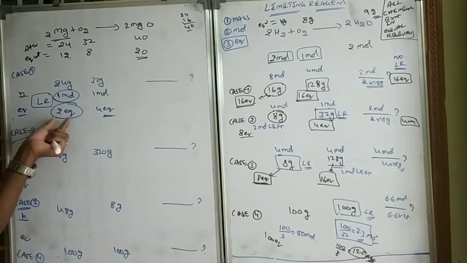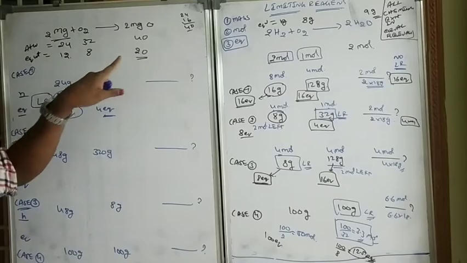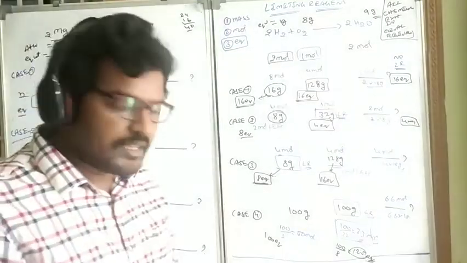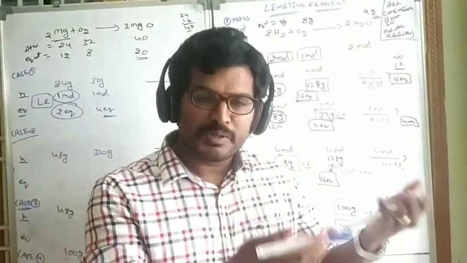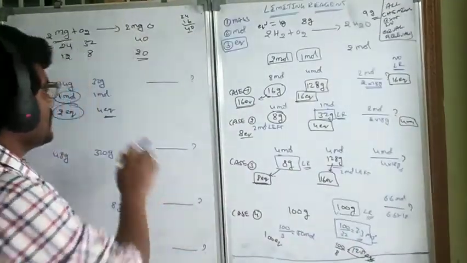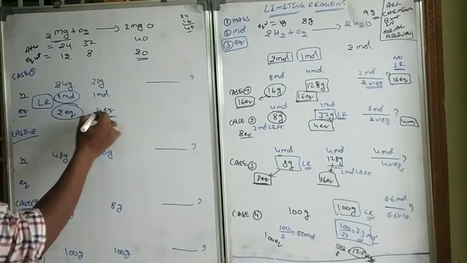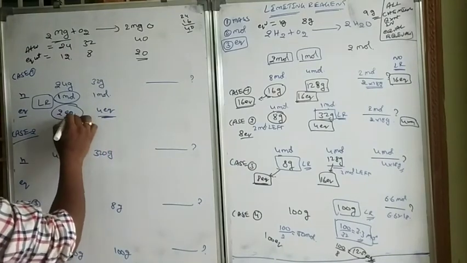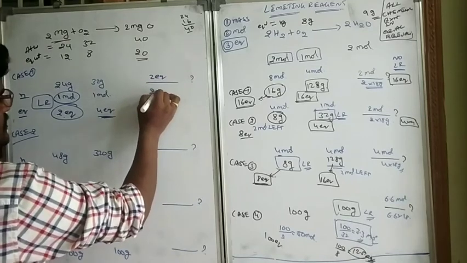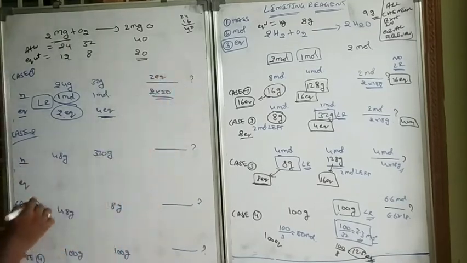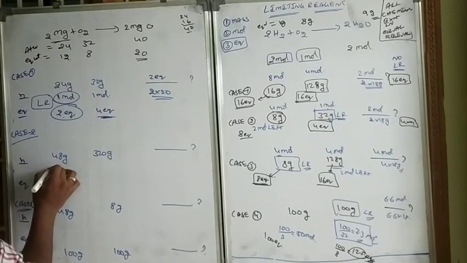If you work with equivalents, you should know that whenever they are forming, they will lose electrons and gain electrons. Based on that, we can identify the equivalent weight. So that's why 4 equivalents. So this is the limiting reagent. How much magnesium oxide is formed? 2 equivalents, so 2 into 20. Finished.